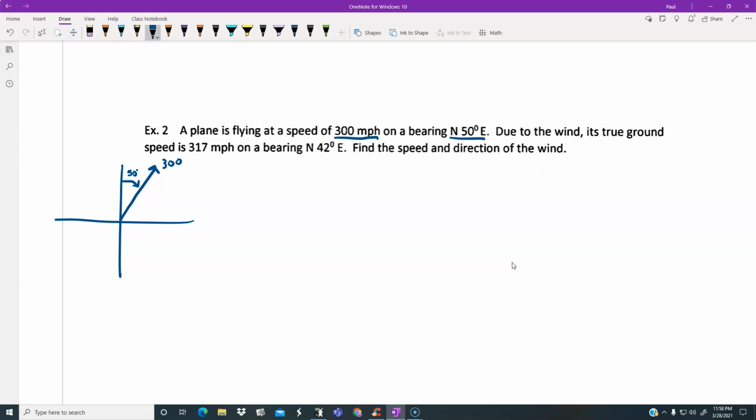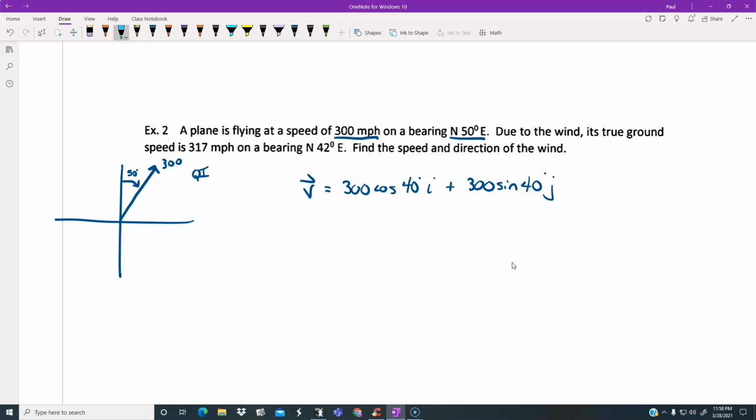Now, if you get to a point where you really need to think about this, stop right here and actually write the vector's components. It's in quadrant 1, so everything's going to be positive, and the answer here would be 300 cosine of not 50 degrees, but its complement reference angle, which is 40 degrees, i plus 300 sine of 40 degrees j. Okay, good job. We got our first vector under control.